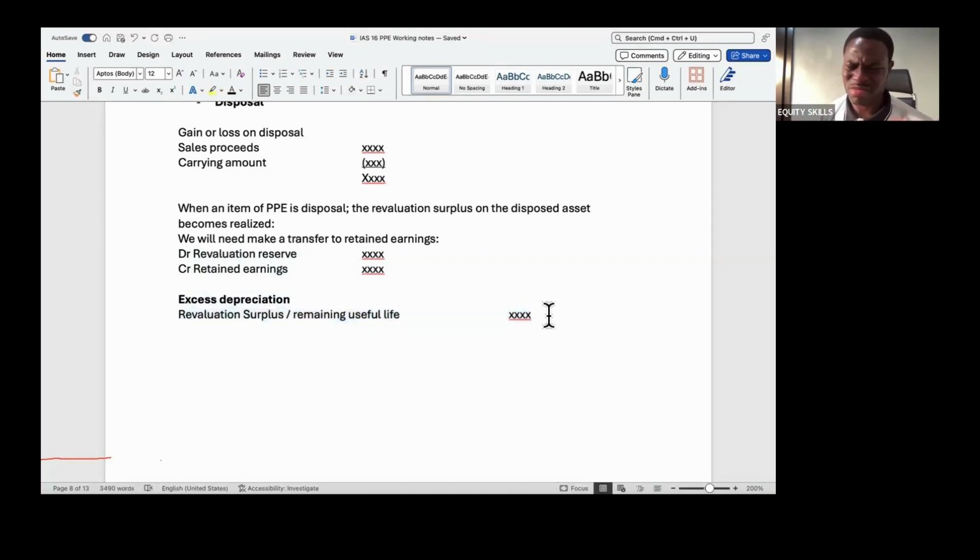And maybe, but the thing is this, don't ever do this unless the examiner tells you that it's the company's policy to do this. Unless the examiner tells you it's the company policy to do this.